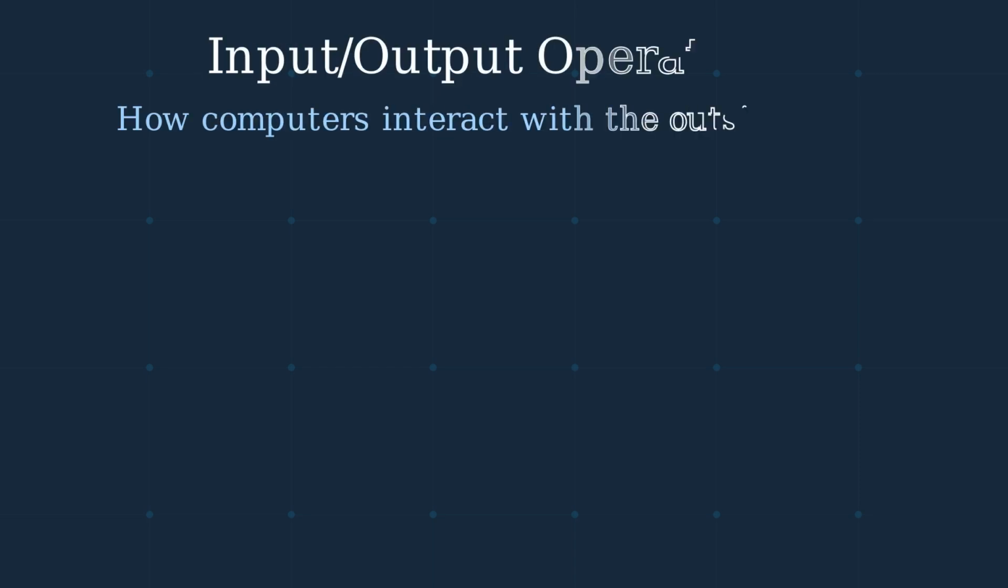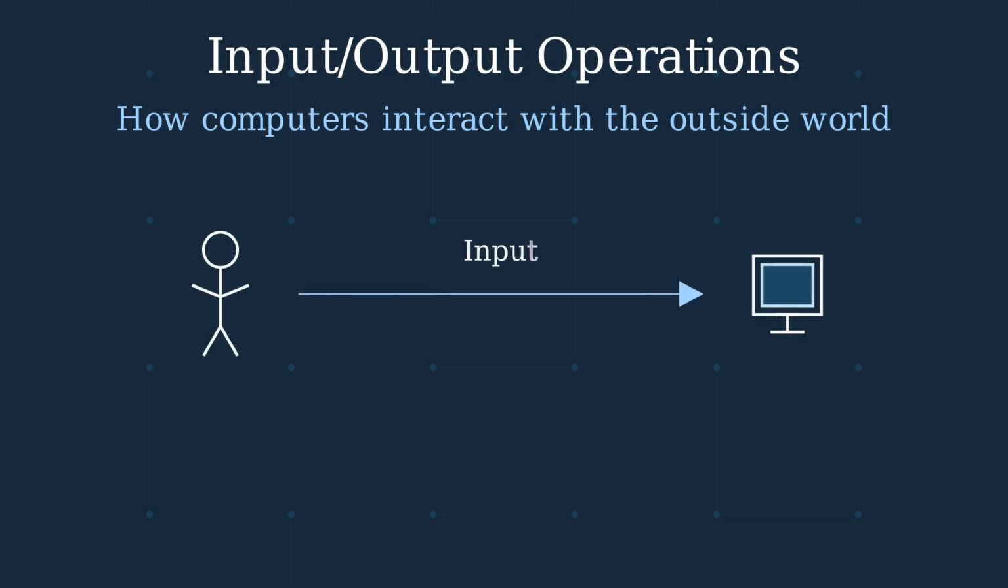Computers interact with the outside world through input-output operations, also known as I/O. These operations create a bridge between humans and machines, allowing us to communicate with computers. Input operations convert human actions into electrical signals that computers can process. Output operations convert the computer's digital signals back into forms that humans can understand.